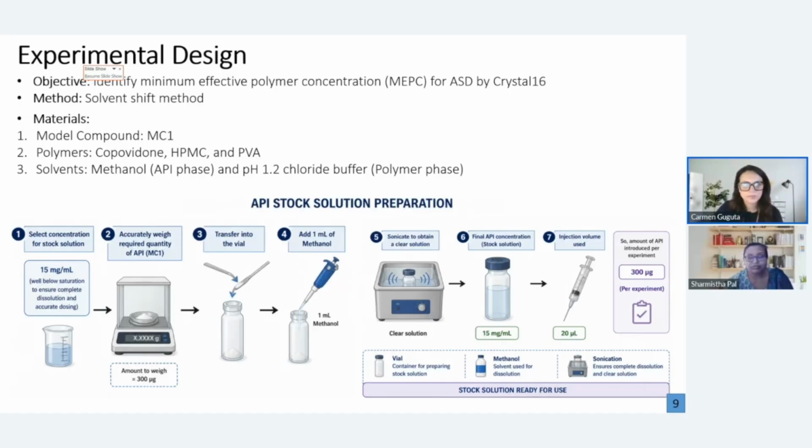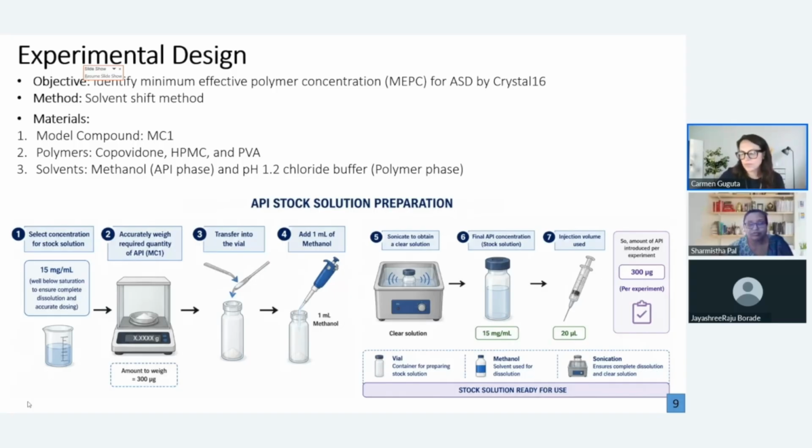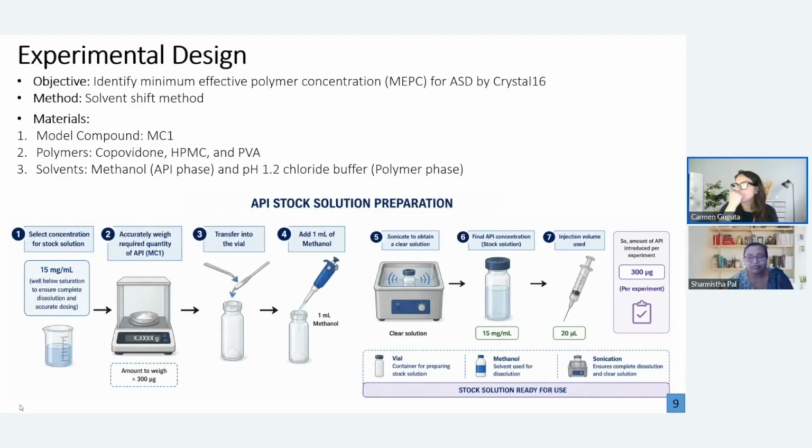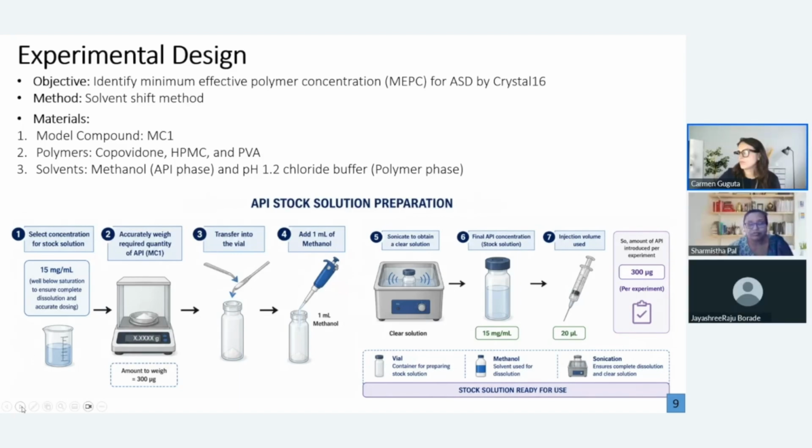Coming to the materials, the model compound used is MC1, and the polymers evaluated are copovidone, HPMC, and PVA. Methanol is used as the solvent for the API phase, while pH 1.2 chloride buffer acts as the polymer phase. The API stock preparation is as shown in the figure. So let's see one by one.